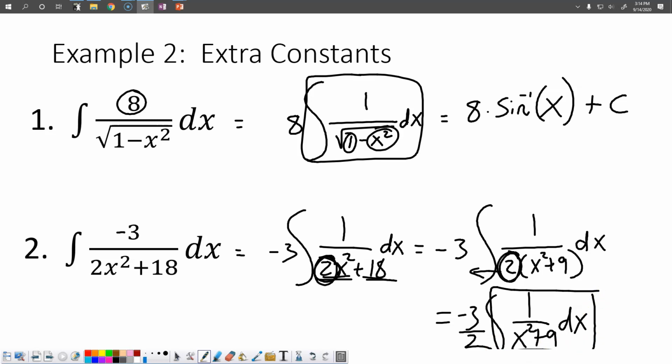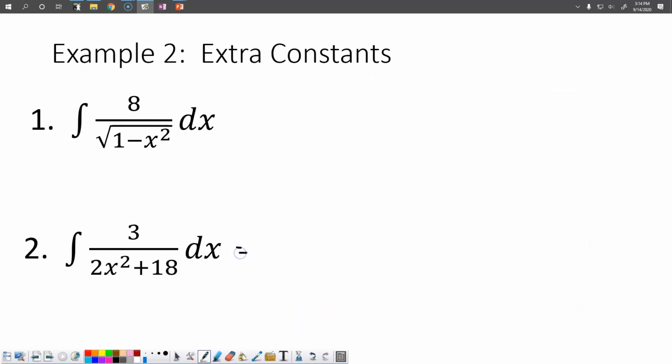So basically what I did here was I took a -3 out of the top and I took a 2 out of the bottom. So I ended up getting -3 over 2 on the outside of my integral. Now on the inside I've got 1 over x squared plus 9. So I need a little more room to write, so I'm going to rewrite that. But I took a 3 out of the top, I took a 2 out of the bottom, and a negative as well. And the result was 1 over x squared plus 9. And now we can follow through with our arctan rule.